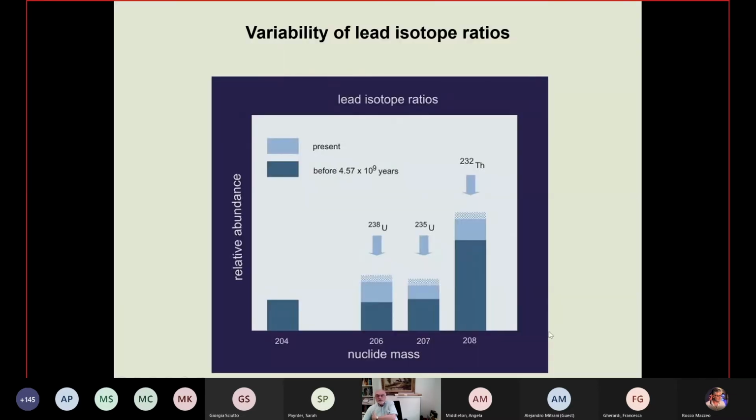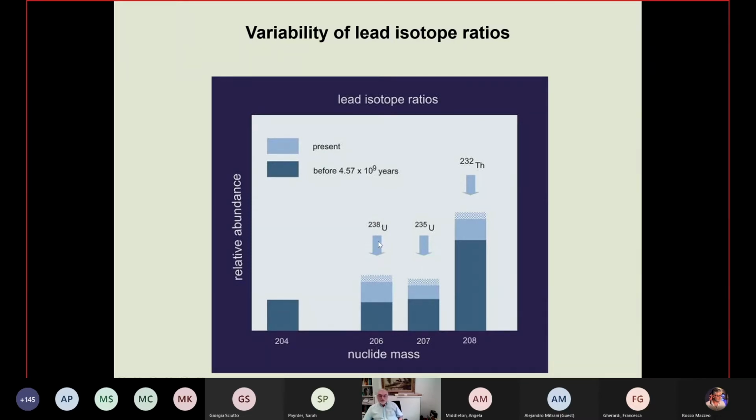So now this is enough of the basics. What does it mean for lead, which was the first isotope system that was used for the provenance study of metals? Now, lead is an element that has 4 stable isotopes, namely lead 204, 206, 207, and 208. Now, when the Earth was formed, we had an isotope composition as given in these dark columns.